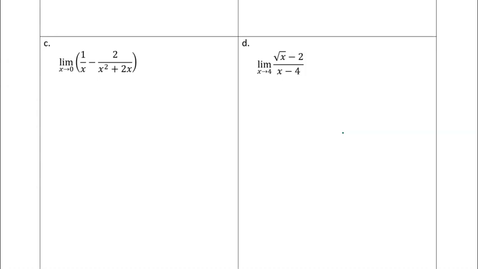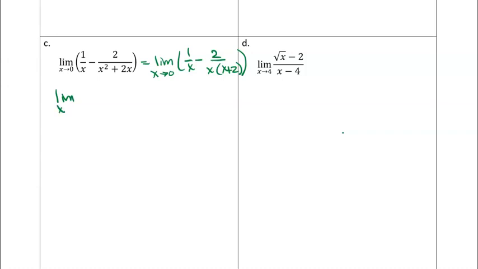Well, whenever I subtract fractions, I need a common denominator. So let's first factor the second denominator, so we can see what we're dealing with here. We have 1 over x minus 2 over x times x plus 2, right? I need a factor of x plus 2 in the first fraction so that I can combine these two fractions into one. That's what I think I need to do.